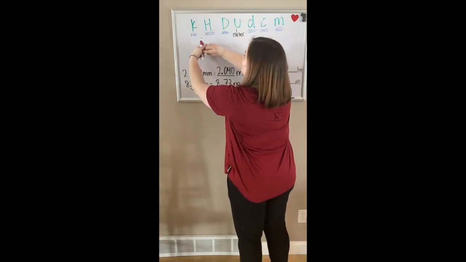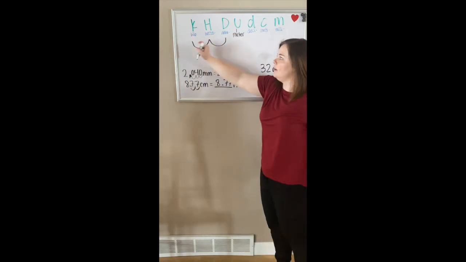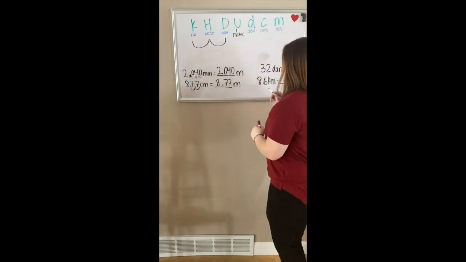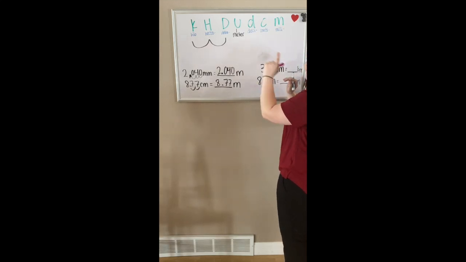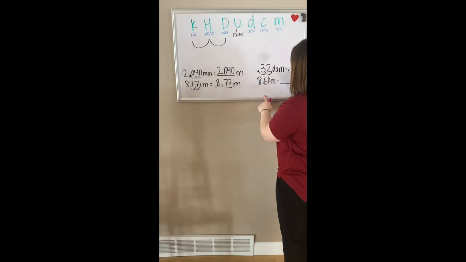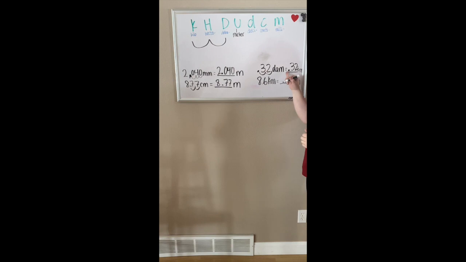So how many whoop-de-whoops does it take to get from deca to kilo? And that's 2, and I move to the left. So I'm going to start at the very end because there's no decimal in my number, and I'm going to go 2 whoop-de-whoops to the left. 1, 2, and put my decimal. So I know that 32 decameters is equal to 32 hundredths of a kilometer. Okay, let's do one more.